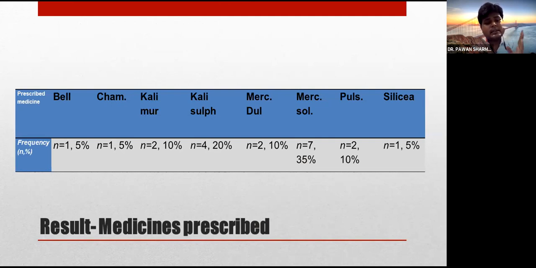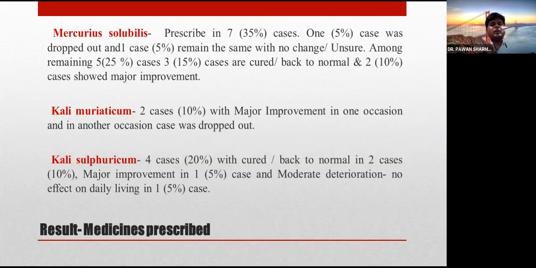Belladonna in 1 case, Chamomilla in 1 case, Kali mur in 2 cases, Kali sulph in 4 cases, Mercurius dulcis in 2 cases, and Mercurius sol in the maximum number of cases, 7 cases. Pulsatilla was prescribed in 2 cases and Silicea in 1 case. Of the Mercurius sol cases, 1 case was dropped out and 1 case remained unchanged.